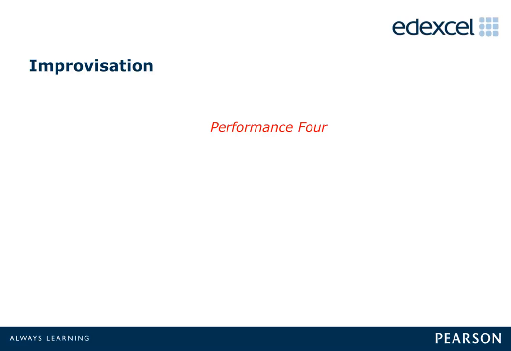This student's performance overall achieved 30 marks. 31 plus 29 equals 60, divided by 2.